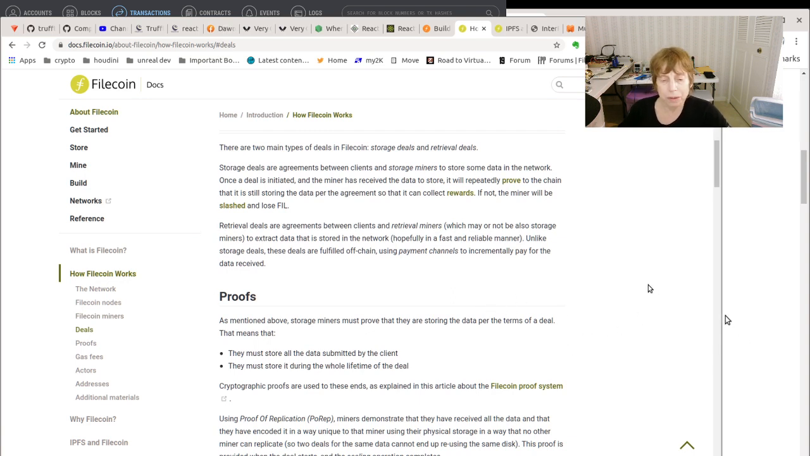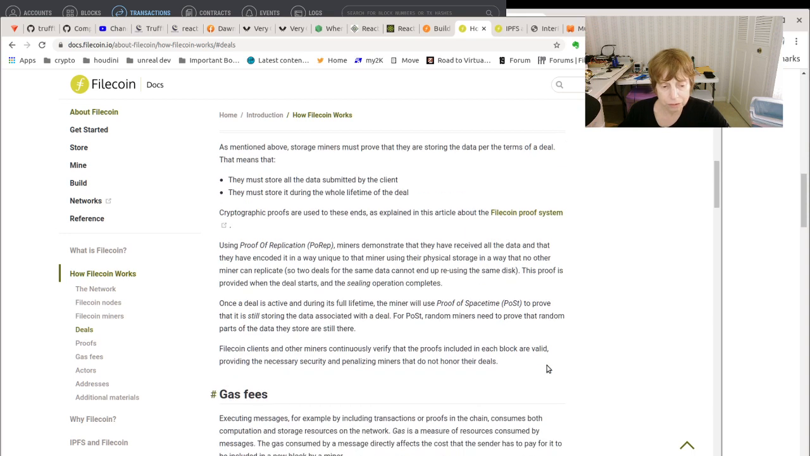Now, we talked about proving that you're storing the data properly. They must store all the data. They must store it for the whole time during the deal, as you'd expect. And these are two kinds of proofs. Proof of replication, that they received all the data and it's encoded properly. And once a deal is active, there's something called proof of space-time, which says, yep, we still got it.